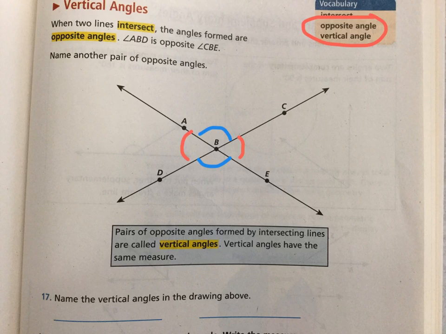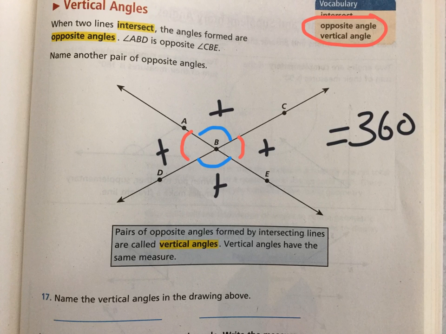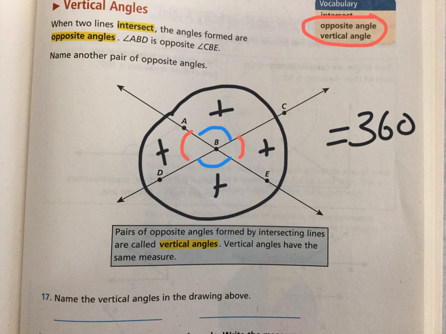Okay? Vertical angles. The other interesting fact about them is when we add all of these together, this angle plus this angle plus this angle plus this angle always equals 360 degrees, because we're starting at one point and going all the way around and finishing here with our angles. A circle is 360 degrees. Okay? So know that opposite angles are on the opposite side, and we also call opposite angles vertical angles.